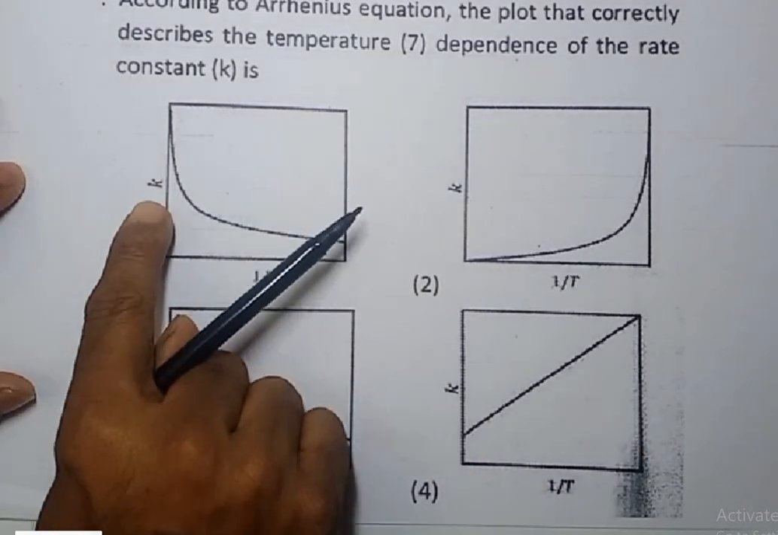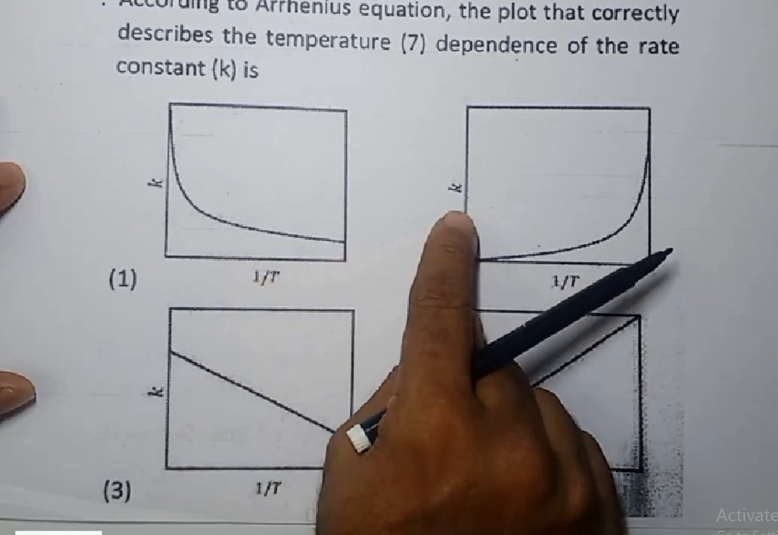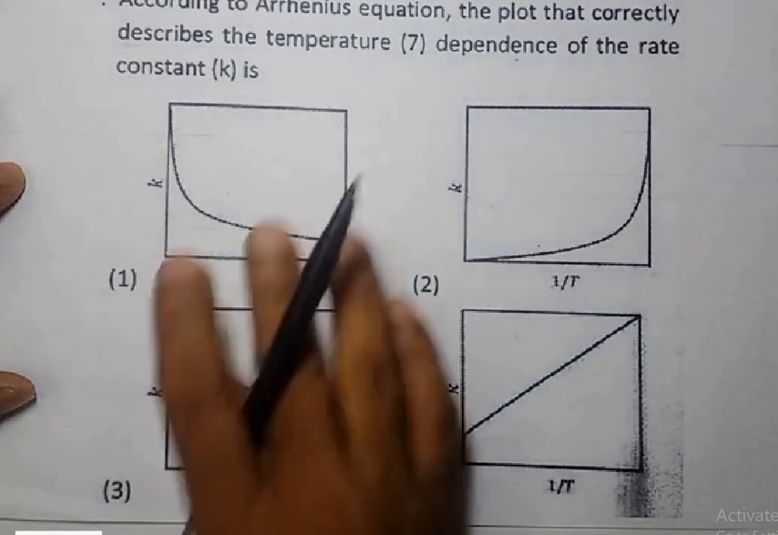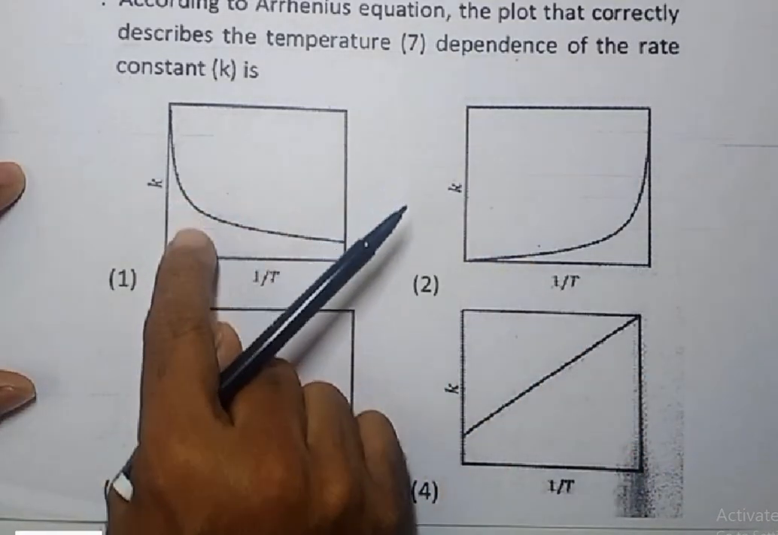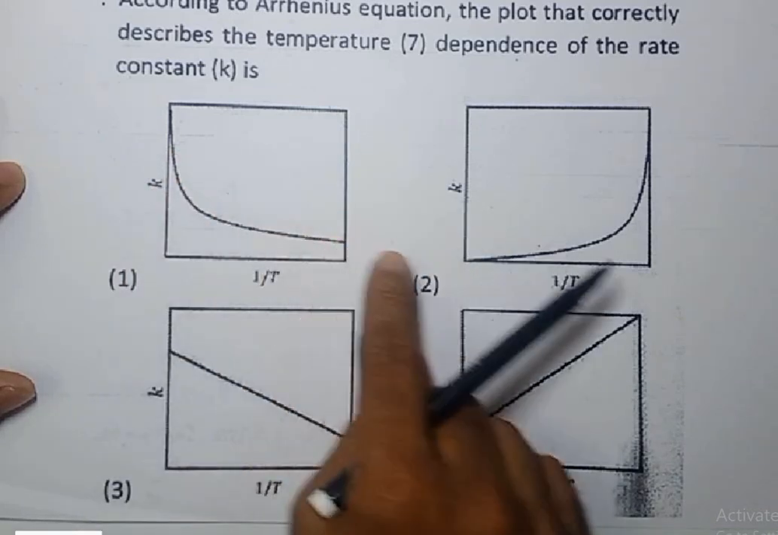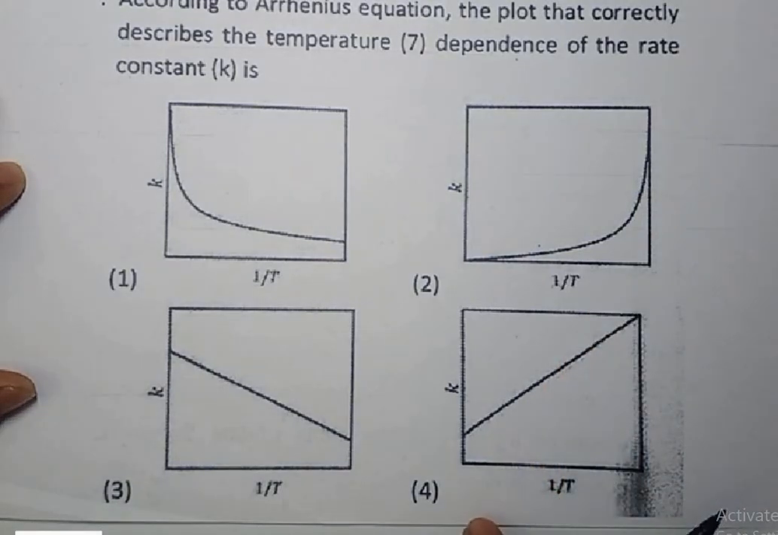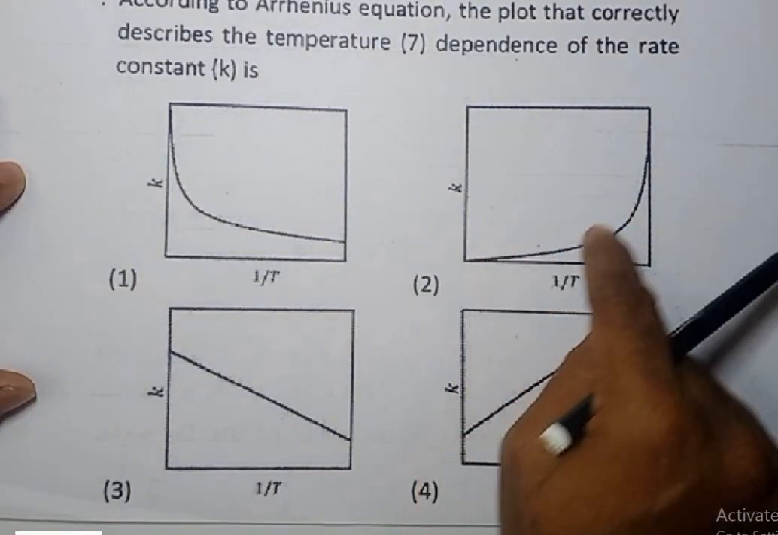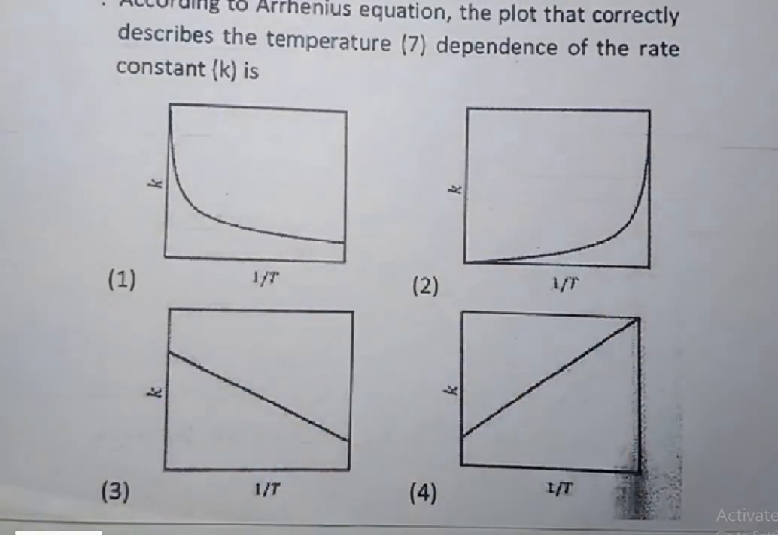In option 1, k is plotted against 1 by T. In option B, k is plotted against 1 by T. In all four options, k is plotted against 1 by T. Here, as 1 by T increases, there is an exponential decrease of k. Here, as 1 by T increases, there is an increase of k. Not exponential, I'm sorry, some increase in k is there. Here a linear decrease, here a linear increase. Which is correct?